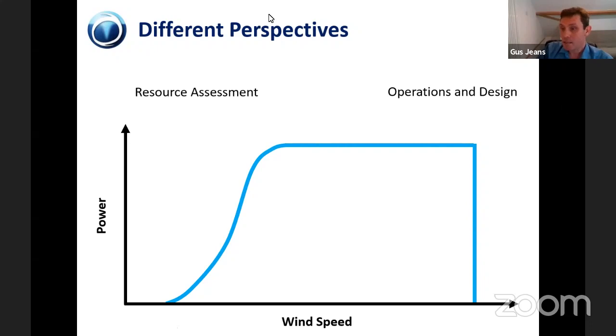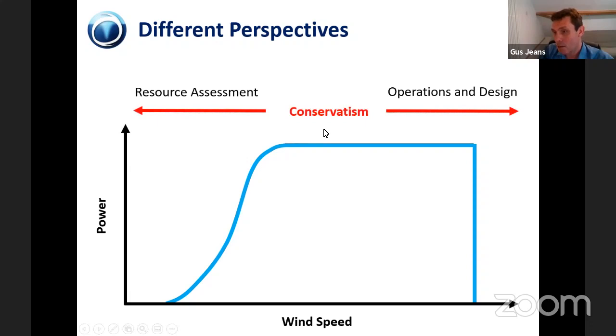And if you're making an estimate of wind speed from either of these technical disciplines, these different applications, in the presence of uncertainty, which always exists, particularly at the early stage of any project, you generally make a conservative estimate, which means erring on the side that has the least adverse consequences. And those go in very opposite directions. A conservative estimate of wind speed for a resource assessment will be a low estimate of wind speed, and the converse is true for operations and design.